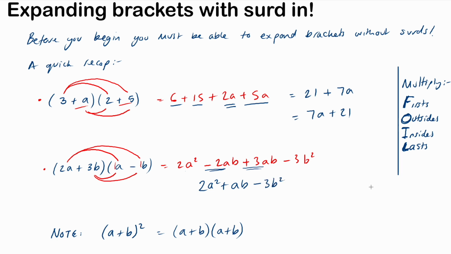And that is done. The only thing to note here, the last thing to look out for, is if you see something in brackets all squared, all that means is the same bracket written out as a multiplication with itself. So that is a plus b, all multiplied by a plus b.